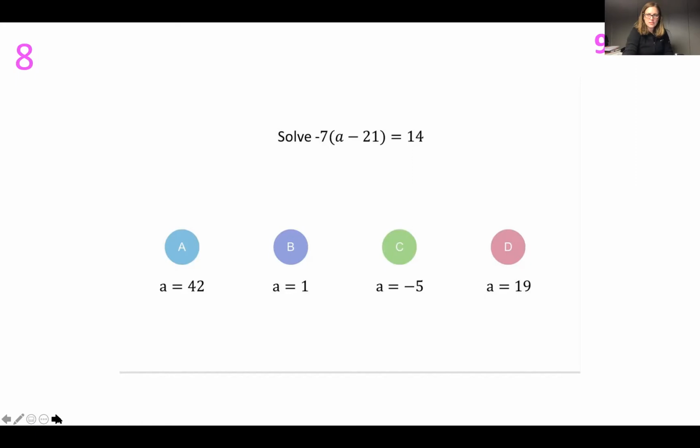Get ready. Don't press enter yet, but put your answer in the chat. Press enter now. What did you get? Hopefully you got 19. 19 subtract 21 gives us a -2. -2 multiplied by -7 will give us a +14. Next one.